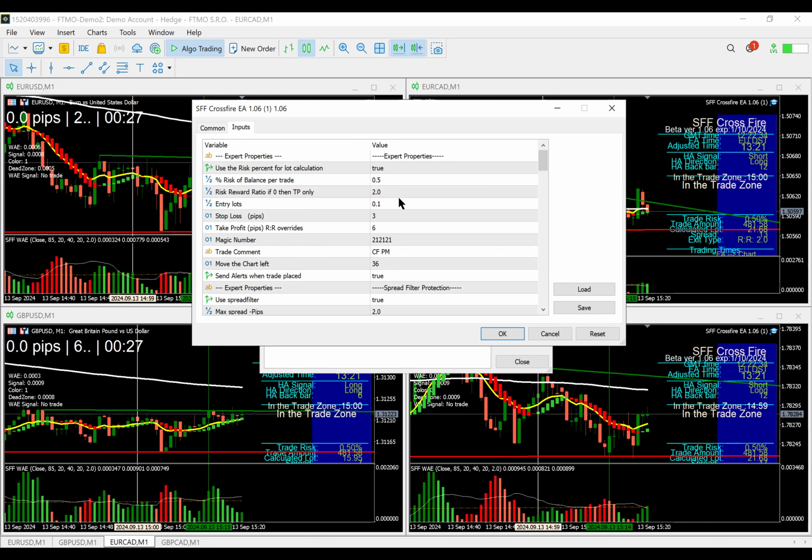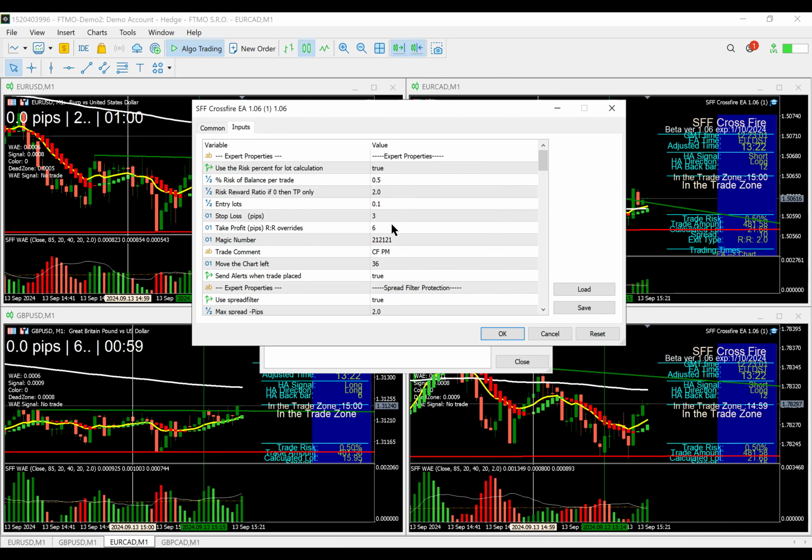Entry lots, I've never thought of that. I'm not quite sure how that would affect it. But basically, I'm saying I want you to give me a stop loss of 3 pips. So the 3 pip stop loss is used in the calculation for the lot size. The take profit pips really doesn't come into it. You can set your take profit pips at 6, which equates to 1 to 2, but the fact that you've got 2 in there overrides anything.